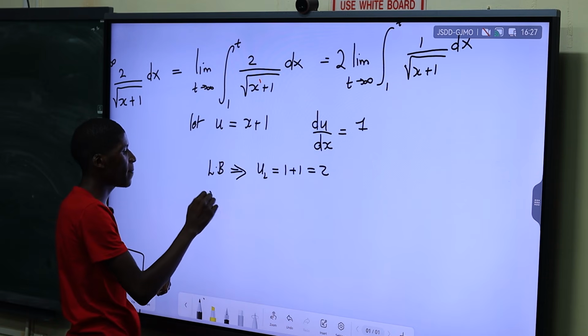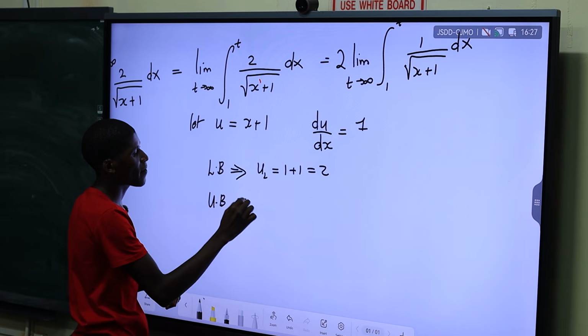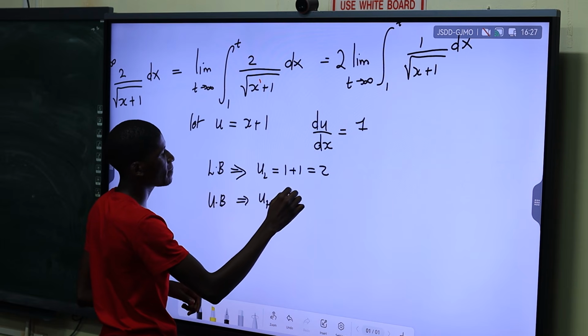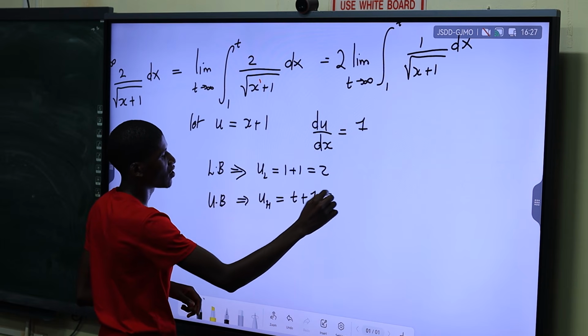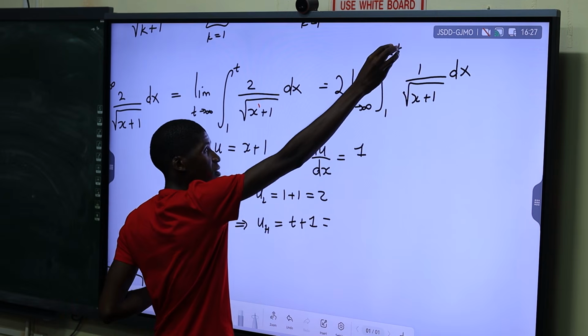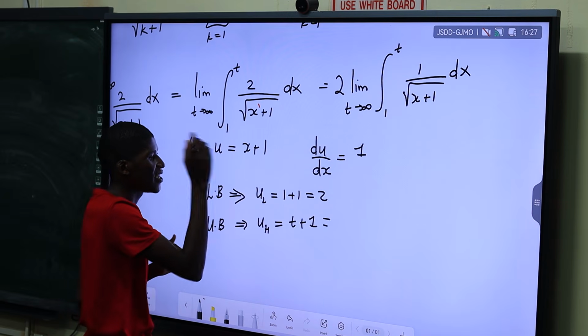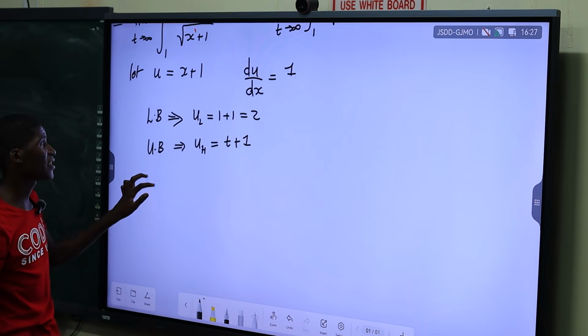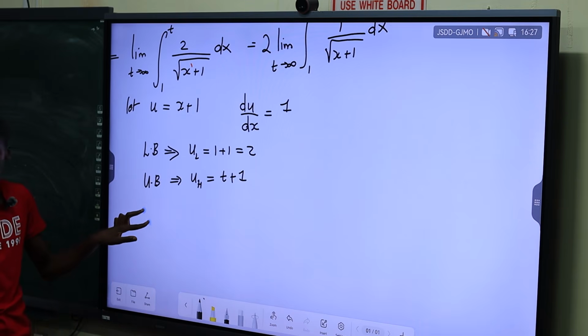And then our upper bound will be what? It will be t plus 1. You just take that value, this is the value of x, you substitute it here, t plus 1. So you have your upper bound, you have your lower bound, perfect, crystal clear.